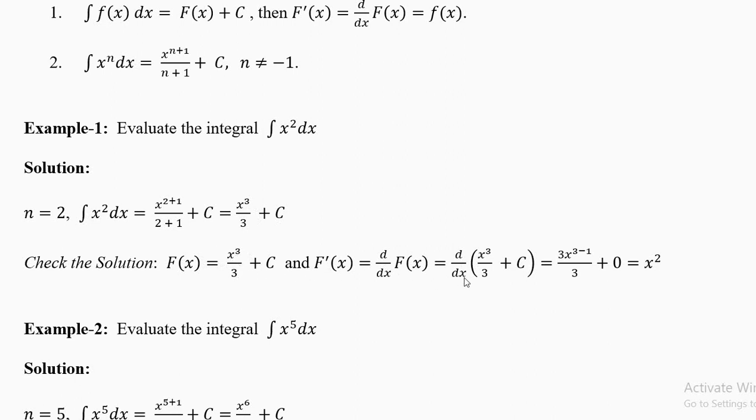Now you differentiate it. The derivative of c is 0. Now what's the rule for x power n? n into x power n minus 1. So 3 into x power 3 minus 1 divided by 3. Now 3 minus 1 is 2. This 3 will cancel with this 3. You will be left with x square plus 0, which is x square.